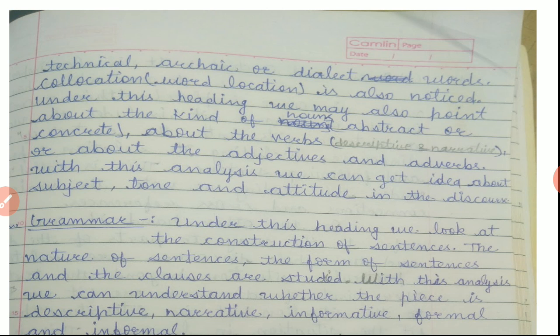Then collocation is also noticed. How the words are joined together, whether they are used in the normal order or the order is changed to suit the purpose, to make the meaning clear. This type of changing of place is generally noticed when we are dealing with poems. So under this heading, we may also point out the kind of nouns, abstract nouns or concrete nouns.